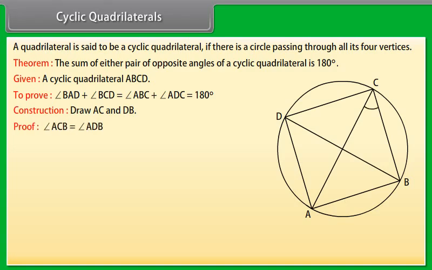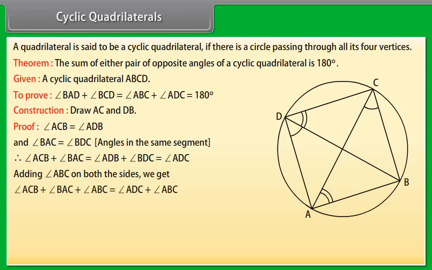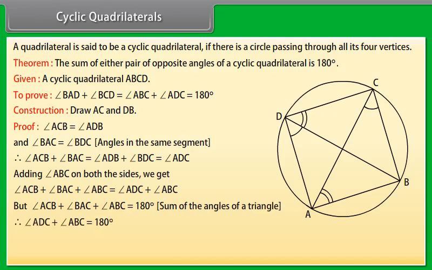Prove. Angle ACB is equal to angle ADB and angle BAC is equal to angle BDC, because these are the angles in the same segment. Therefore, angle ACB plus angle BAC is equal to angle ADB plus angle BDC, which equals angle ADC. Adding angle ABC on both sides, we get angle ACB plus angle BAC plus angle ABC, which is equal to angle ADC plus angle ABC. But angle ACB plus angle BAC plus angle ABC is equal to 180 degrees, because the sum of the angles of a triangle is 180 degrees. Therefore, angle ADC plus angle ABC is equal to 180 degrees.